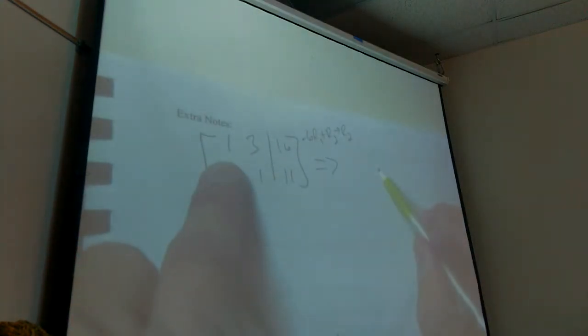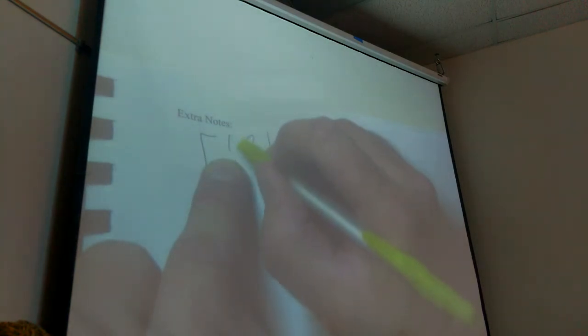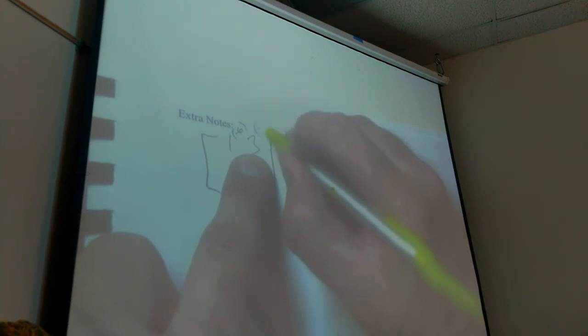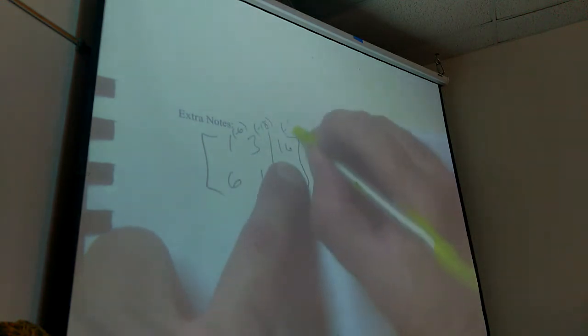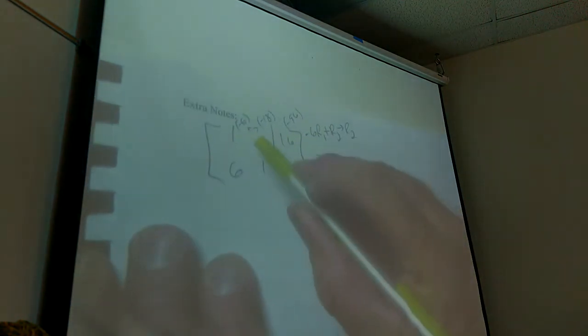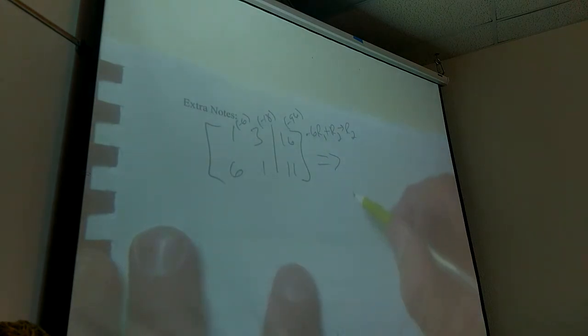Instead of rewriting the whole matrix, I put right next to this: what is 1 times negative 6? What is 3 times negative 6? 16 times negative 6. Do you see that? So I don't rewrite the whole matrix.